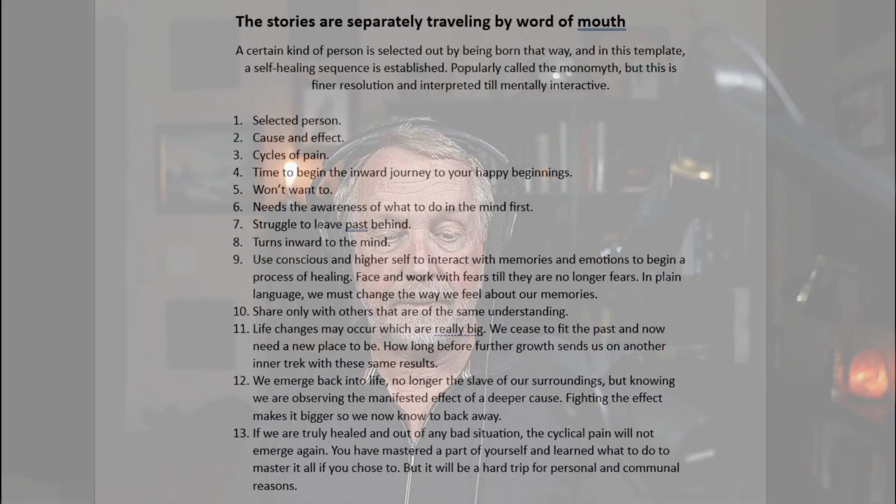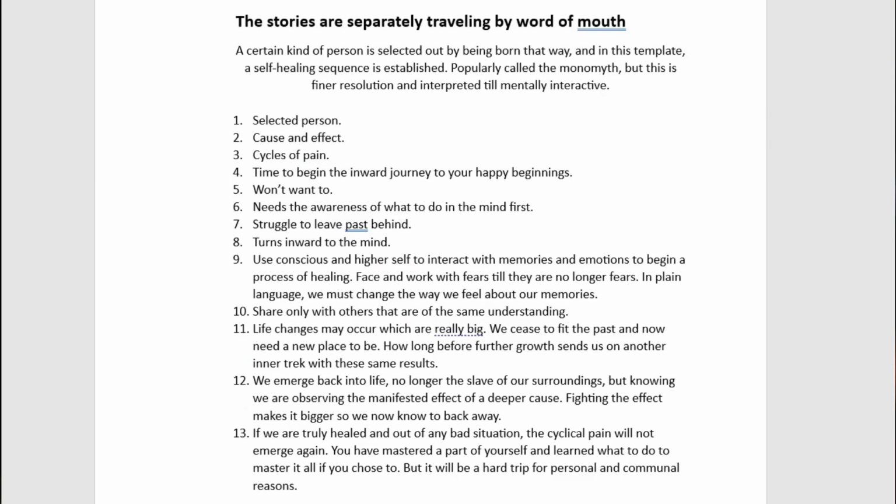Okay, next then is where the monomyth, the personal self-healing cycle, comes into place, the sequence. This is a pathway we take. Let's take a look at it. Okay, I want to say that right now, this is what the monomyth should be, but this is not complete still. I know that I'm still finding stuff. The stories from back then were separately traveling by word of mouth.